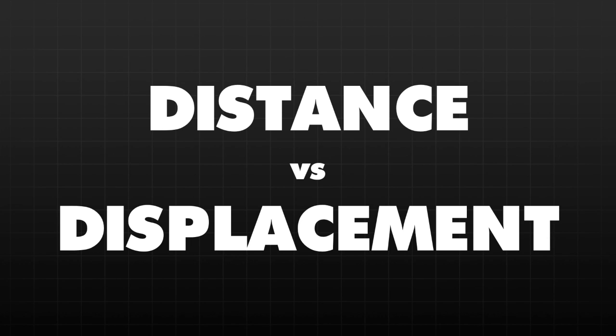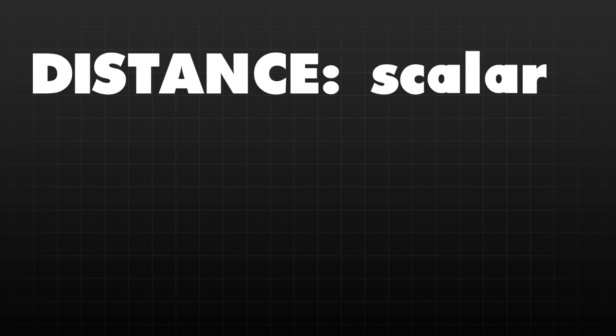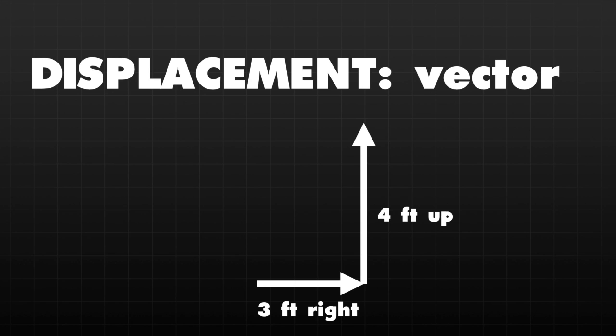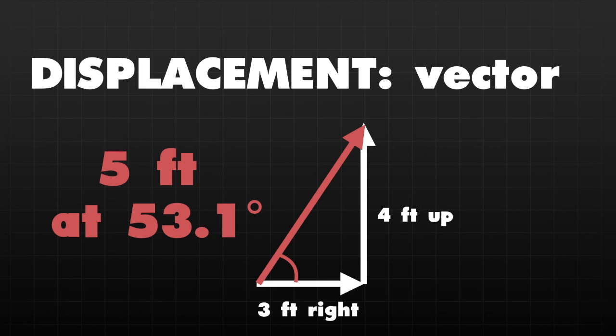Another two variables that people oftentimes get confused are distance and displacement. Distance is a scalar quantity, meaning that if you've gone 3 feet right and 4 feet up, you've moved a total distance of 7 feet. But displacement is a vector quantity. If you've moved 3 feet right and 4 feet up, then your total displacement is going to be 5 feet. And the vector will be in a direction of about 53.1 degrees.